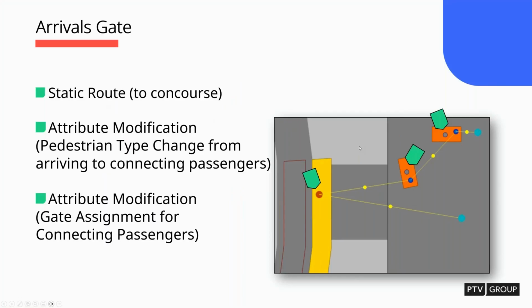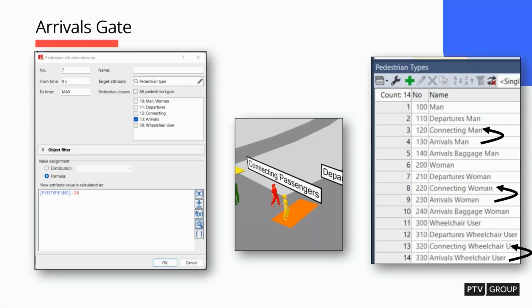Sorry, I wanted to go to the next slide. There we go. So here we have an attribute decision that says, okay, if you're a connecting passenger, we need you to change your ped type. So over here, we see all the pedestrian types that I've created. And this looks like a lot, but you kind of add these in as you build things along, right? So we have our departing passengers, departing men, women, and wheelchair users.